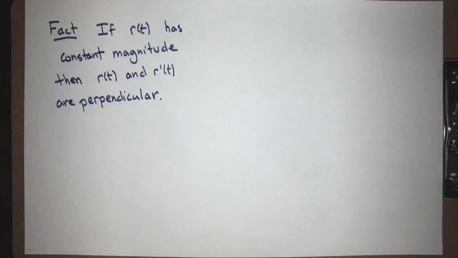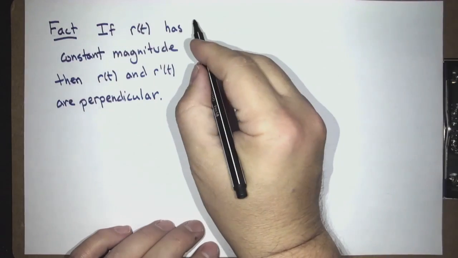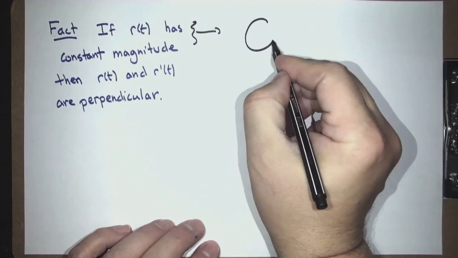Suppose you have a curve that has constant magnitude. Intuitively, if I'm on a curve that has constant magnitude, what does that say about the curve? What's the magnitude of r of t measuring? It measures length. Length to where? The origin. So if I have constant length to the origin, where am I living? On a sphere.